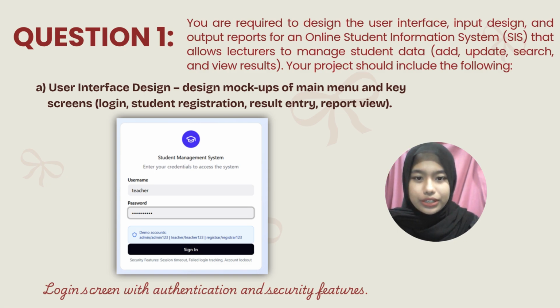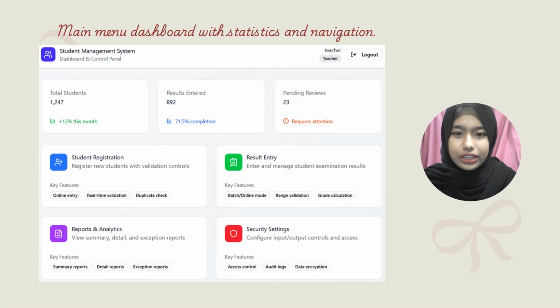So this is our login screen. The user must enter their username and password to access the system. We include standard security features like credential validation and an error message for incorrect login attempts. After logging in, the user will be directed to the main menu dashboard. In this dashboard, we provide a clear overview with quick statistics such as the number of registered students and recent result updates.